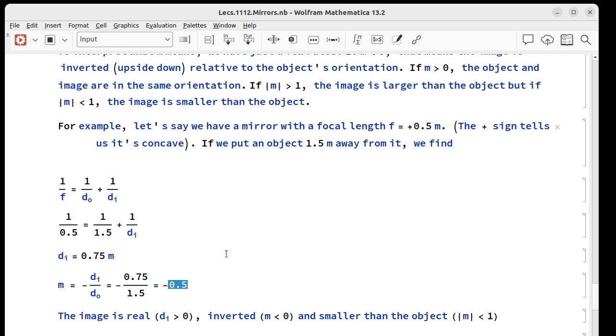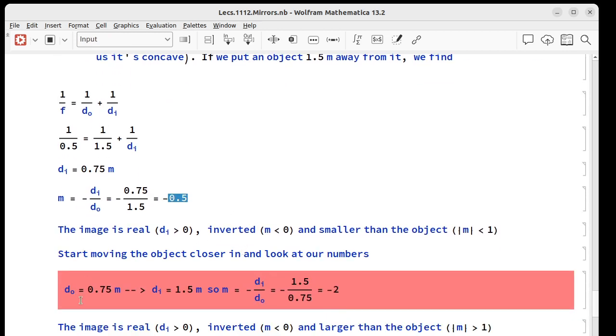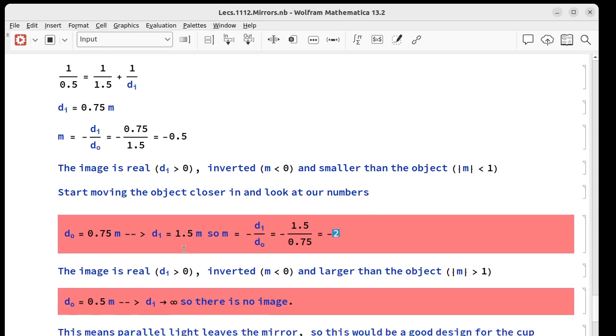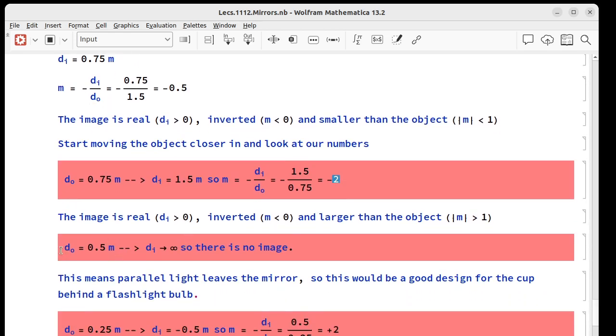As we move closer to the mirror with our object, let's say we let our object distance go to 0.75 meters. Now we do the math and we get that di is 1.5 meters. So our magnification is now negative di over do, negative 1.5 over 0.75, negative 2. The image is still real because this is positive. It's still upside down because of the negative, but now it's twice the size of the object. It is magnifying.